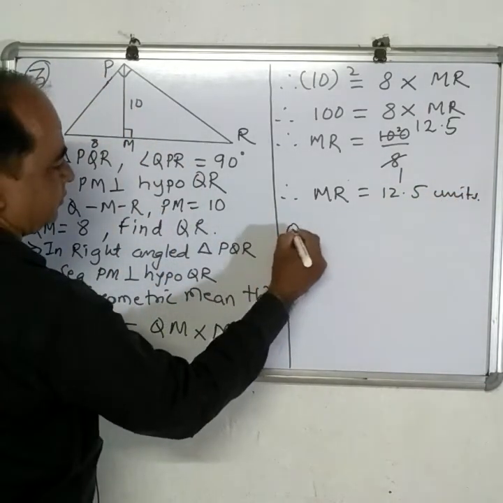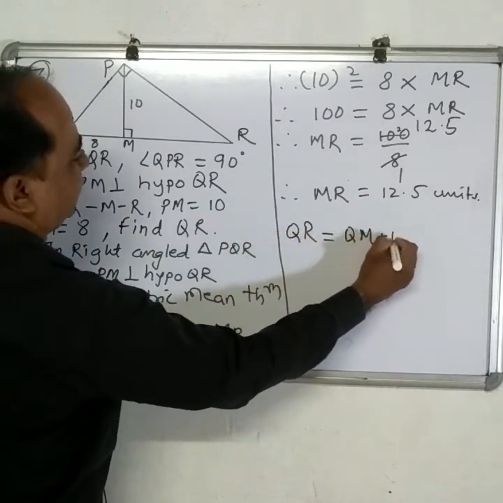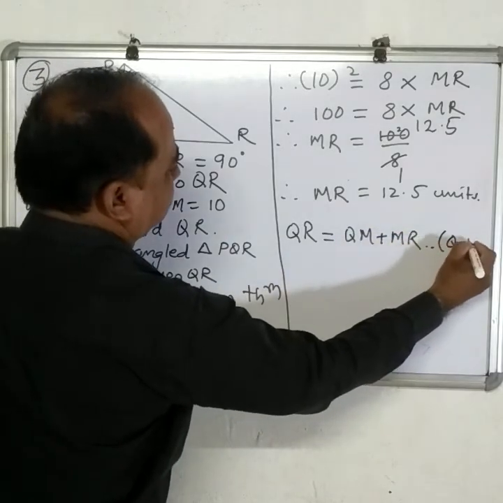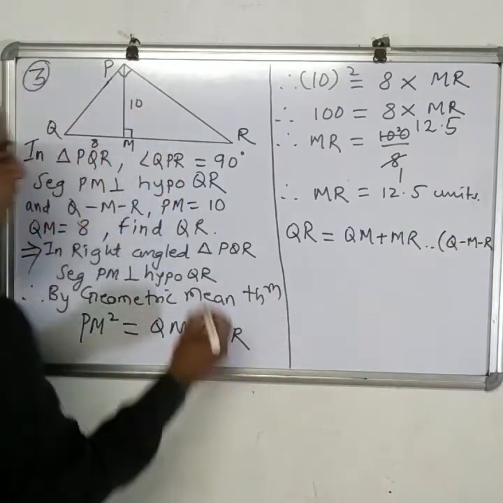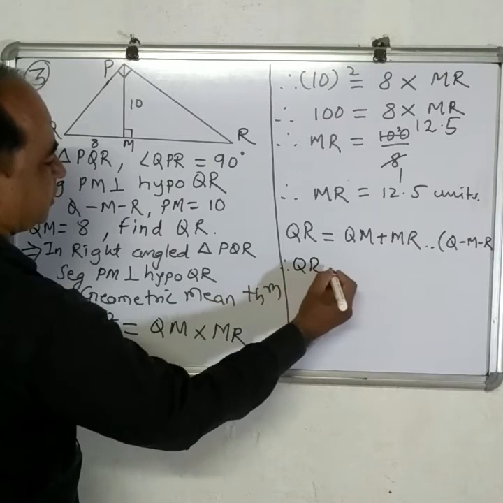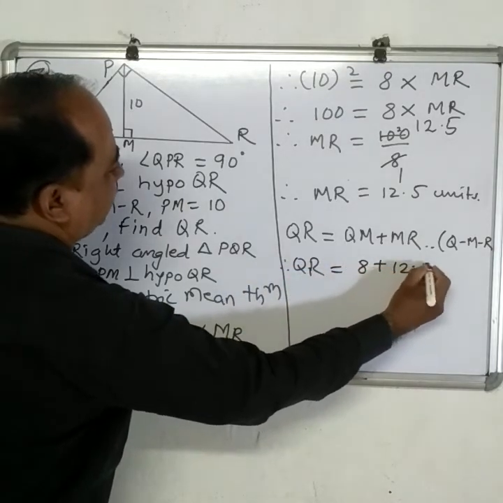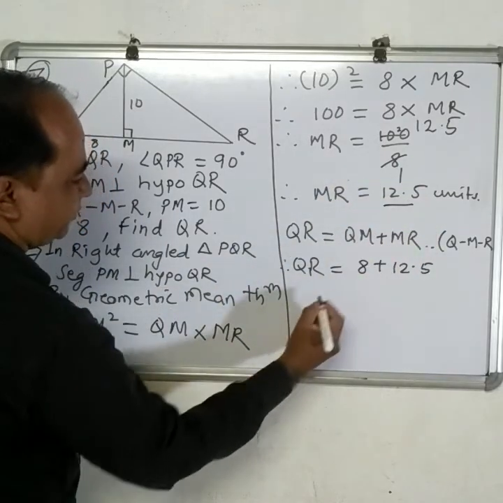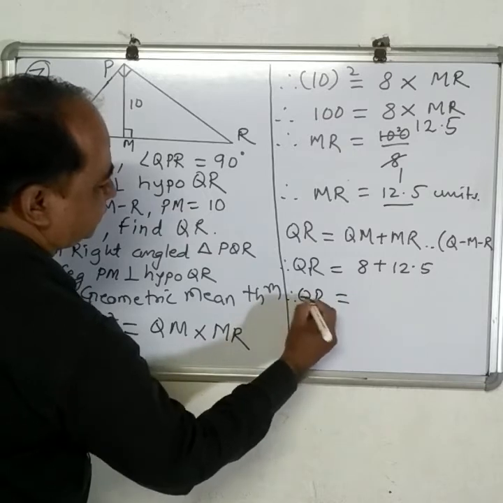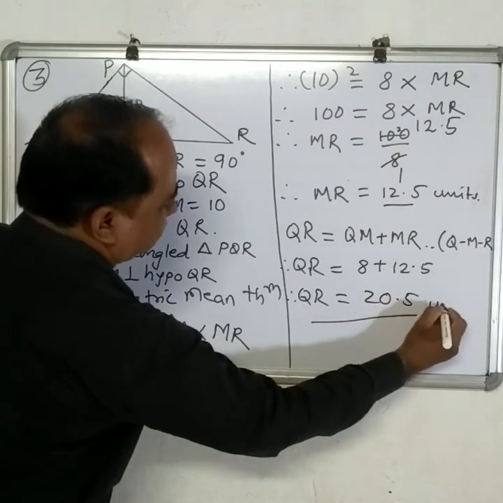Now we have to find QR. So QR is equal to QM plus MR, Q-M-R. Therefore, QR is equal to QM 8 plus 12.5 MR. MR is 12.5. Therefore, QR is equal to 20.5 units.